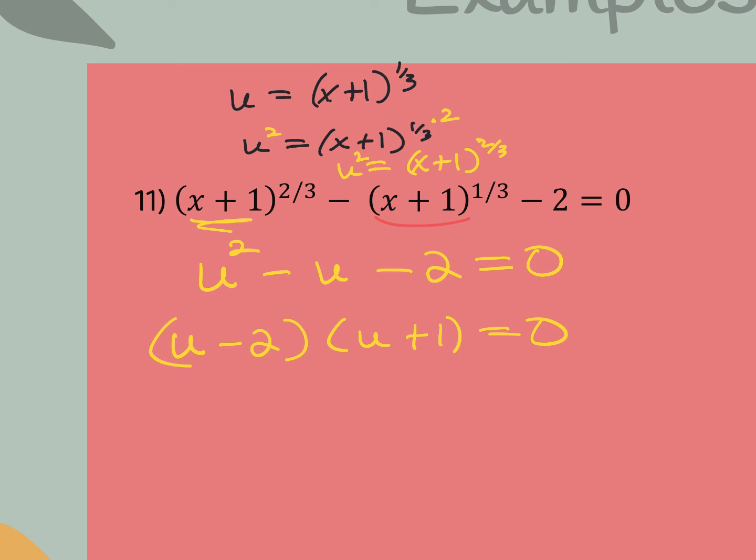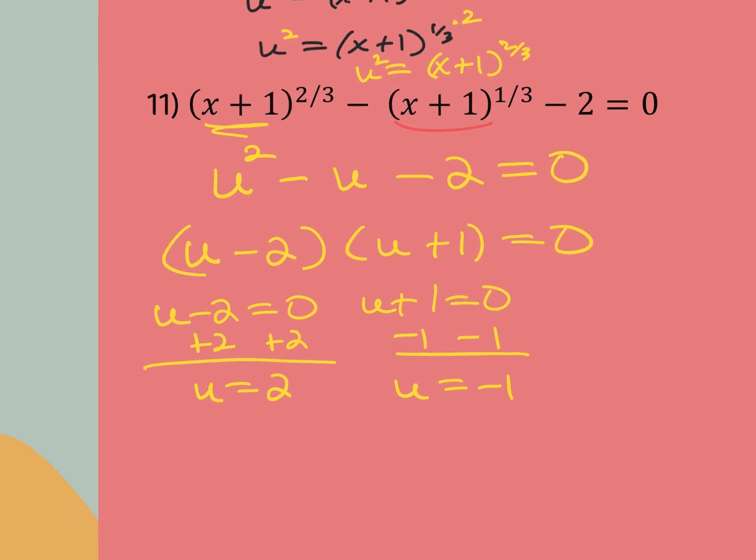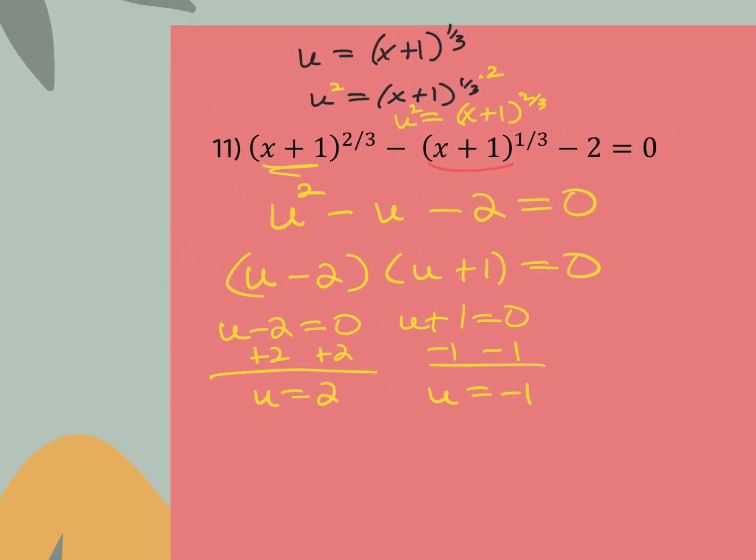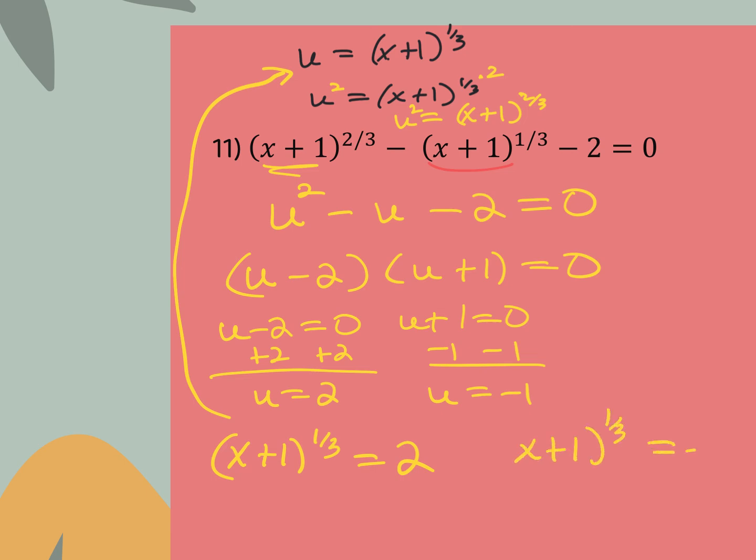All right, so now I need to solve for u, but then I need to go back and substitute it back in. So u minus 2 equals 0, u plus 1 equals 0, add 2, u equals positive 2, u equals negative 1, and now what I set u equal to at the beginning, I need to put it in here now. So u is equal to x plus 1 to the 1/3 power, and I set that equal to 2, and I also set it equal to negative 1.